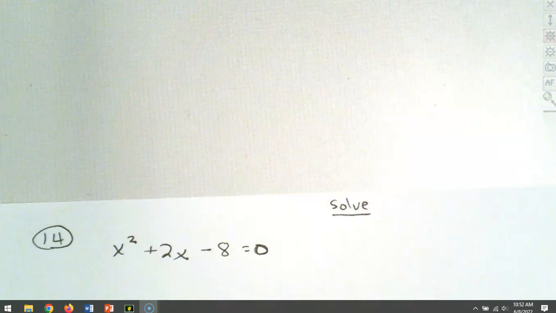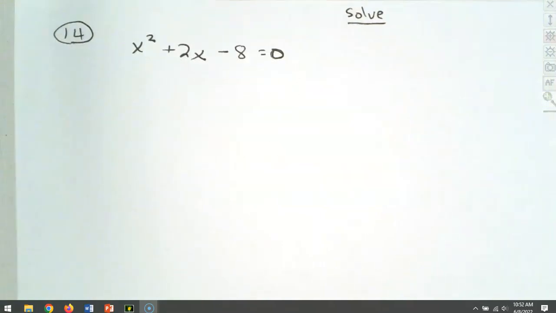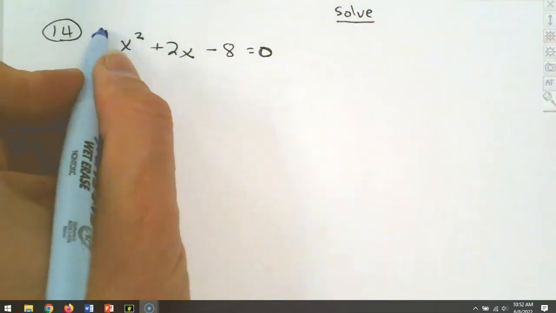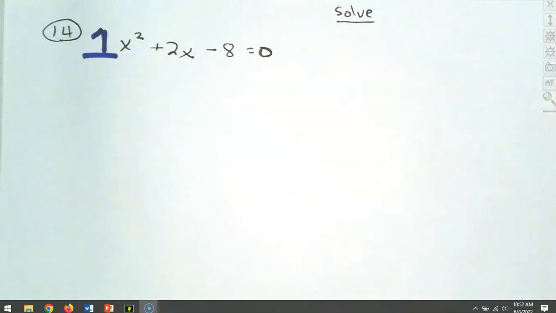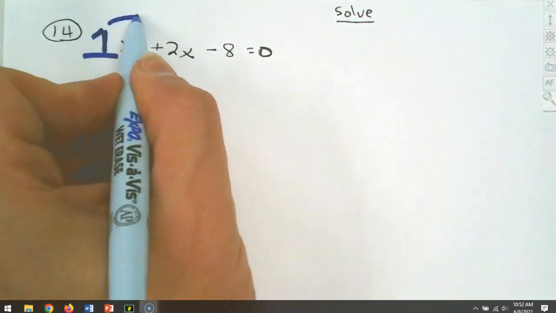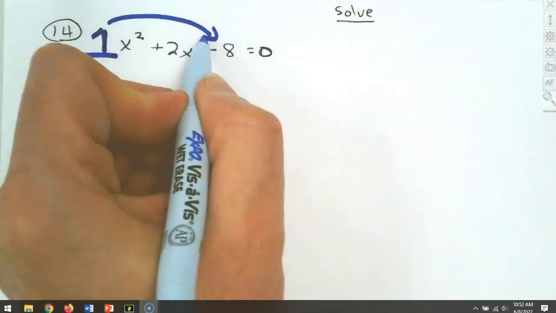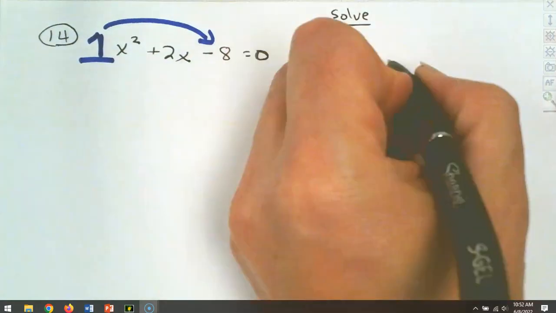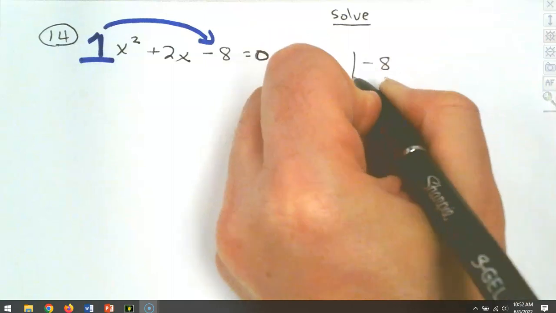So what do we do? We repeat the process. We take the first number times the last number. No number in front, so we put a 1. And whenever we put a 1 there, this makes it easy. We can jump to our factors at the end. So we take 1 times a -8. 1 times a -8 is a -8.